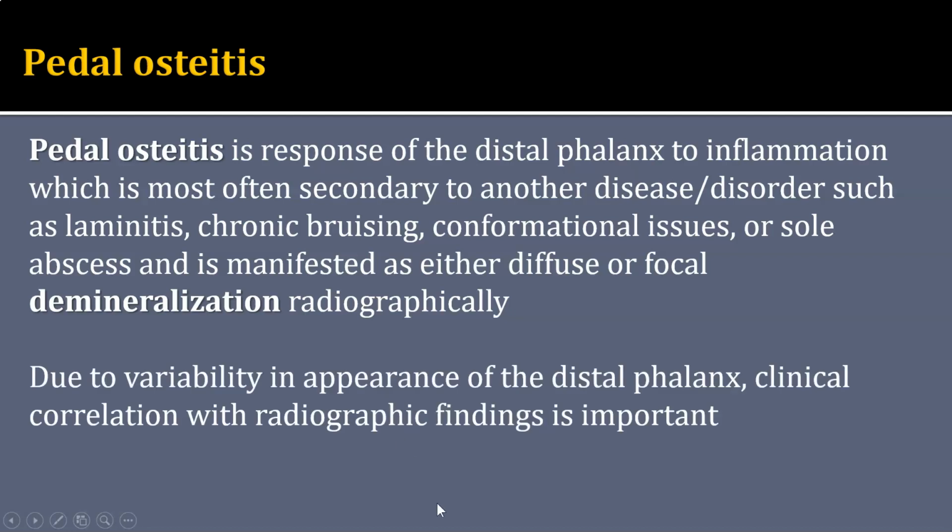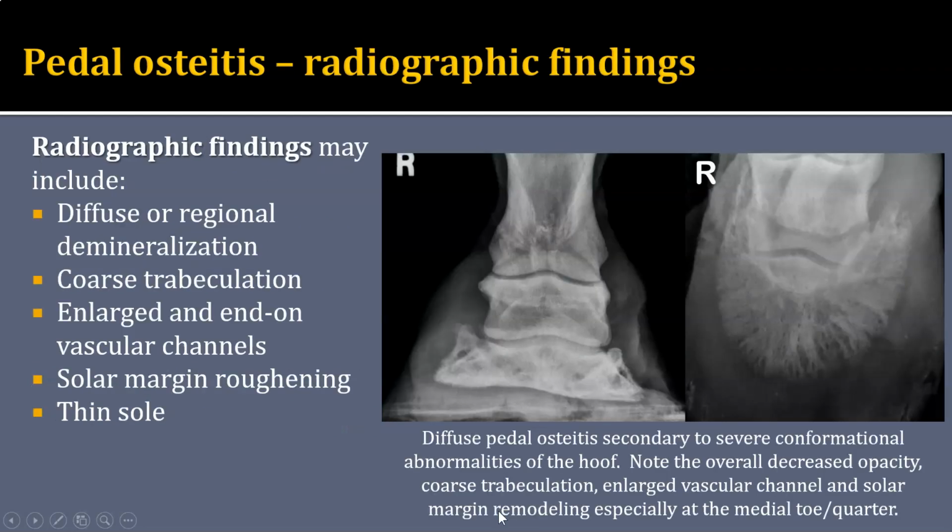Due to variability in appearance of the distal phalanx, specifically along that solar margin, clinical correlation with radiographic findings is important. And so that clinical correlation would be lameness with positive response to hoof testers, and then possibly clinically or radiographically, you'll notice thinning of the sole. We're not going to spend a lot of time on the appearance of pedal osteitis radiographically.